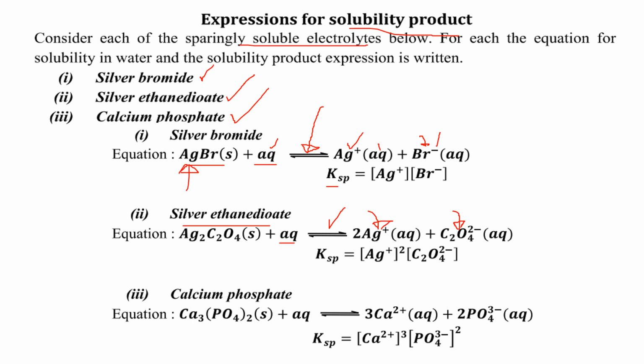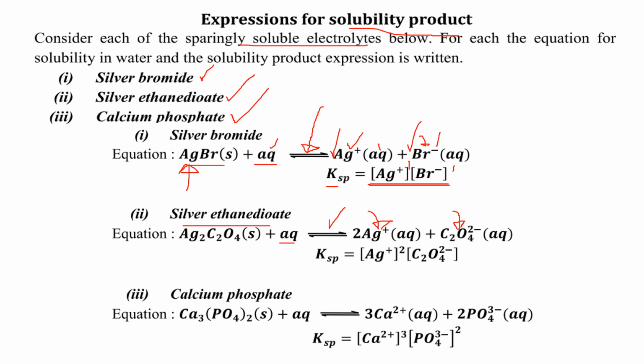That's why we only consider the molar concentration of the ions which are present in its saturated solution, raised to the appropriate powers. The appropriate powers they are raised to must be the coefficients, which are put here. So here you are seeing that it is 1, 1. That's why these molar concentration brackets of the ions are not raised to any power, because the powers are 1 to 1, which is going to remain constant.